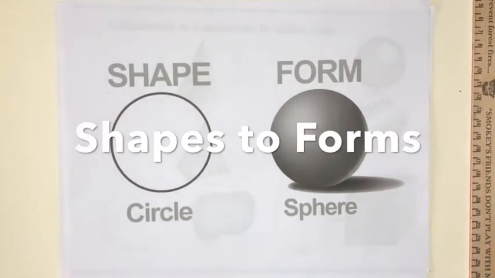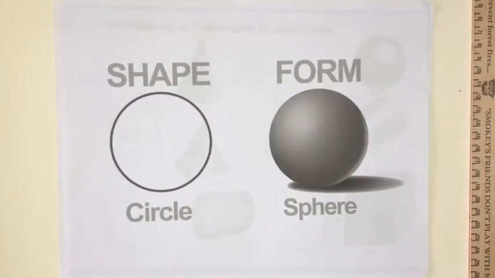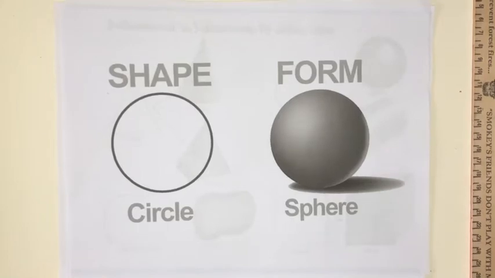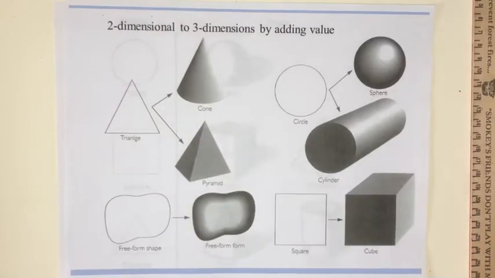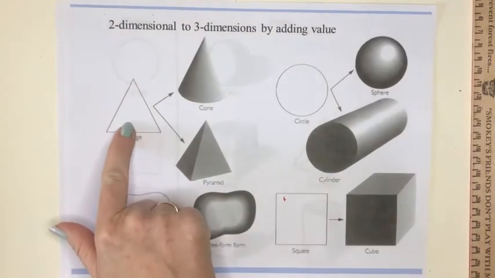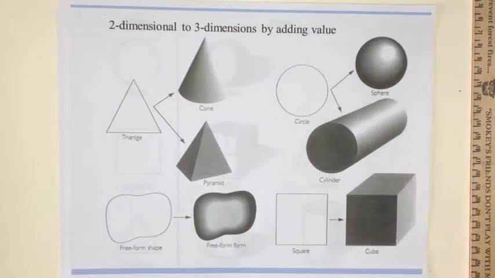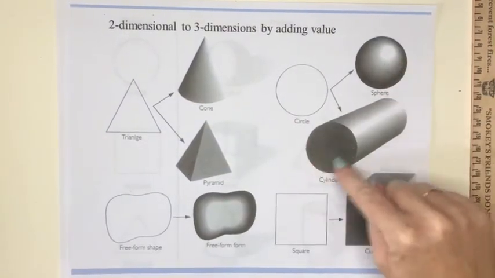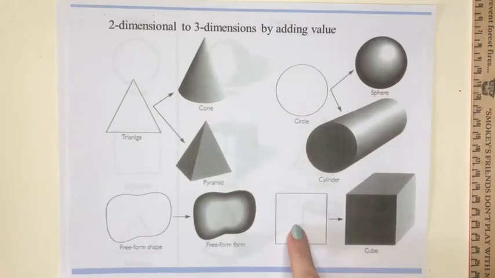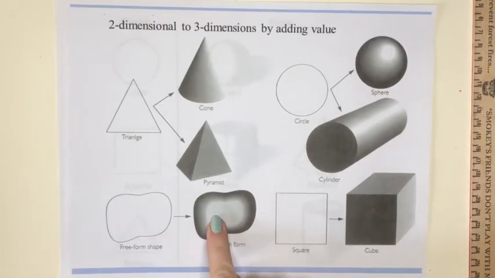Today we're going to learn a little bit about how to change a shape into a form. What we're looking at are just basic shapes like triangles, circles, and squares that are actually turned into three-dimensional objects, as you can see in this three-dimensional value scale.